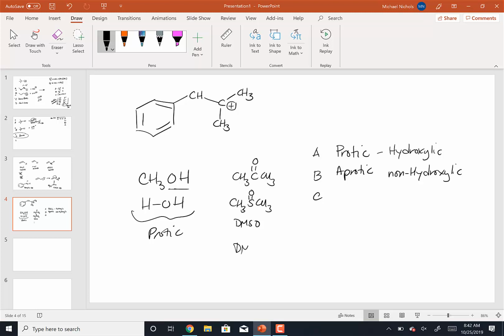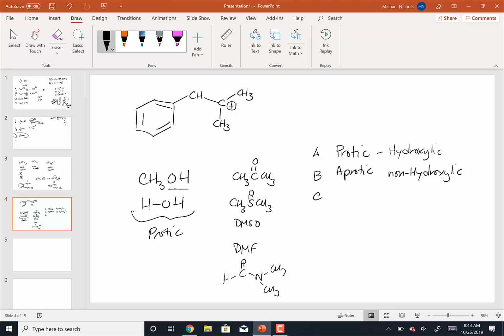The other one they like to use a lot in the book is DMF. And DMF is dimethylformamide, which has two methyl groups attached to the nitrogen of the one carbon amide. And so formamide means one carbon amide, and for the dimethyl, there's only two places to put methyls, and that's on the nitrogen. So these are all examples of aprotic polar solvents. Basically, anything that's not water and not alcohol is aprotic.